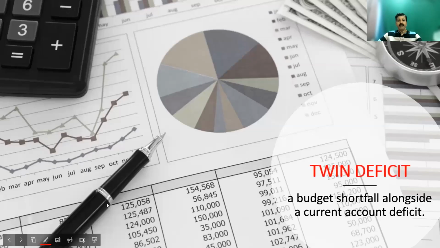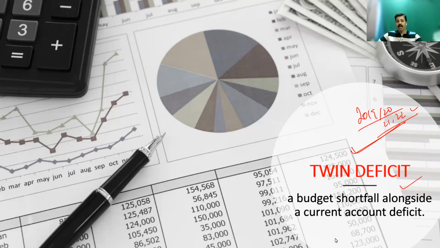Okay, so Sri Lanka, the major deficit that the experts are claiming, why they are facing the economic crisis right now, is primarily because of something called the twin deficit. The twin deficit they faced in 2019-20 and followed by 2021-22. Okay, so what do you mean by that? The budget shortfall alongside the current account deficit. One is a budgetary deficit, another one is a current account deficit.